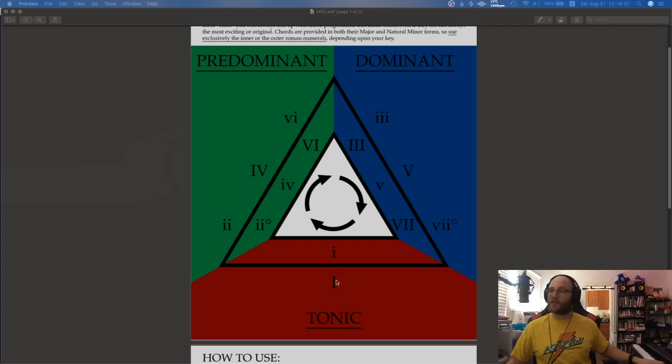So if we are in the key of C, 1 is C, 2 is D, 3 is E, 4 is F, 5 is G, 6 is A, 7 is B, and then we go back to our 1, which is C, an octave up. And if you are building a chord based off of those Roman numerals, they have certain qualities as long as you're using the notes in the key. So when you have C, E, G, that is a major chord. So our 1 is major.